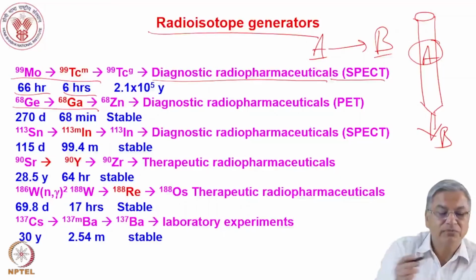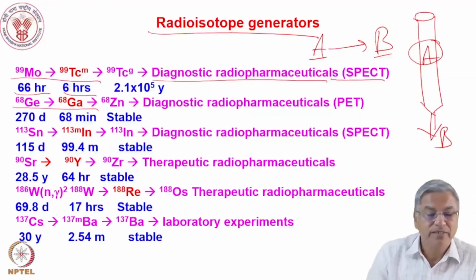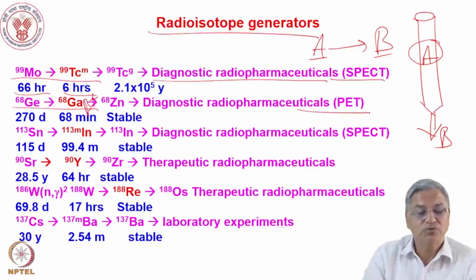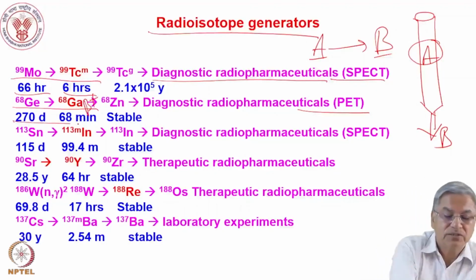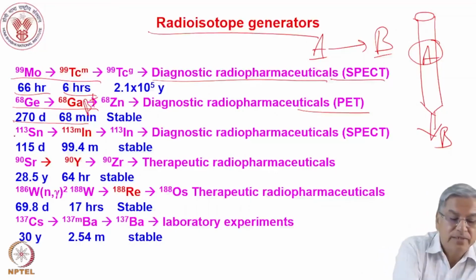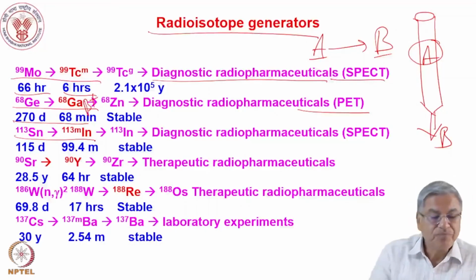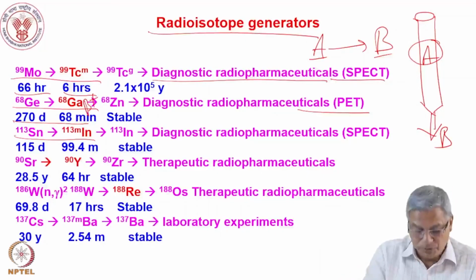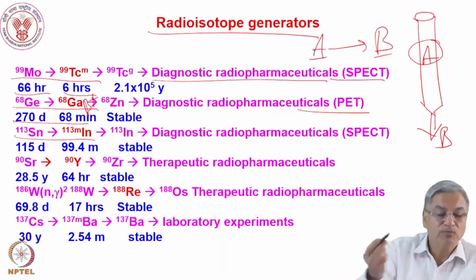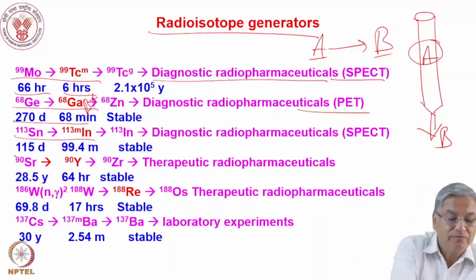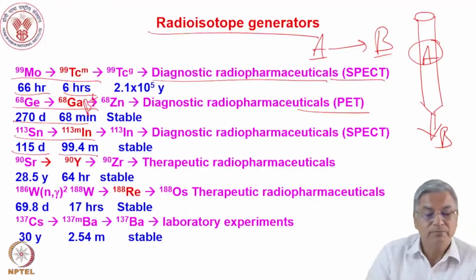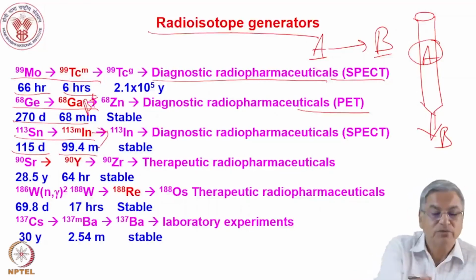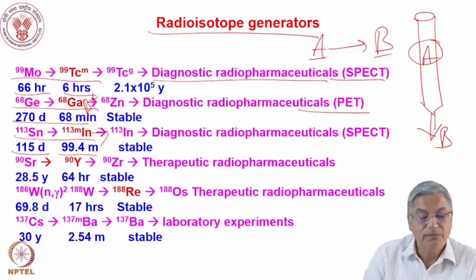Another pair is germanium-68, gallium-68. It's a beta plus emitter. So for PET radiopharmaceuticals, you can use this generator, 270 days and 68 minutes. Then tin-113 and indium-113m. Indium-113m is the radioisotope useful for diagnostic radiopharmaceuticals. And so you can milk it from tin-113, having a half-life of 115 days, and this is 99 minutes. By internal transition, it is a pure gamma emitter like technetium-99m. So they are ideal for imaging.